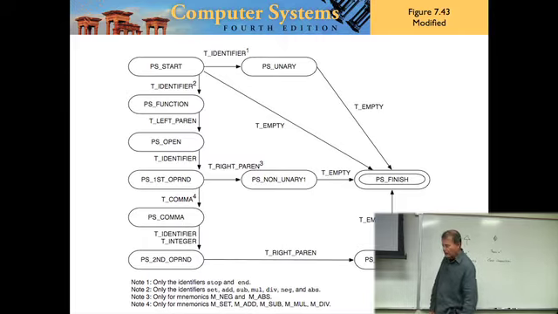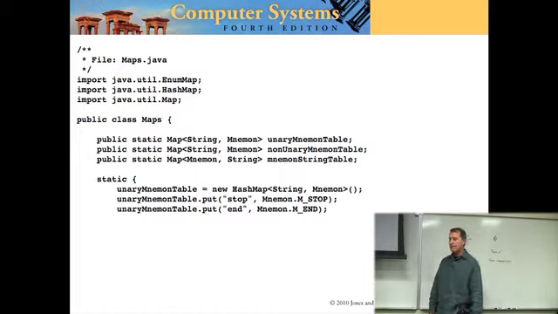Now, here is the code that allows us to do that. First of all, do you remember the map examples? The planets. Remember, the way we do these lookups, when we get a string from an identifier, is we use maps. So here are the maps that we're going to use. This program has three maps: one is the unary mnemon table, another is the non-unary mnemon table, and another one is the mnemon string table.